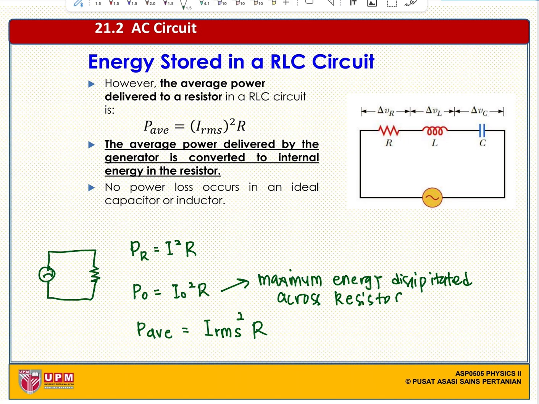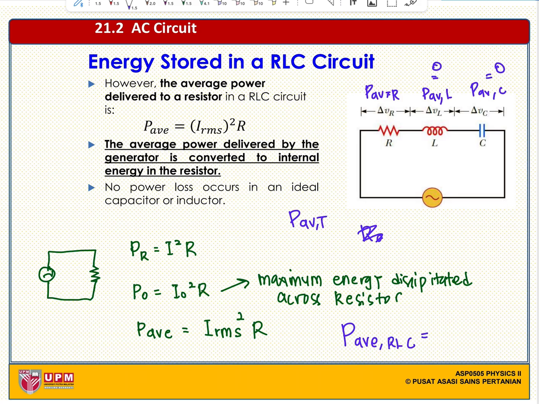So tadi kita nak P average total. P average total untuk P average L dia 0. Okay. P average C pun dia 0. So yang tinggal adalah P average R sahaja. So P average untuk RLC circuit is equal to P average dekat resistor. So you will have this equation untuk P average RLC circuit.